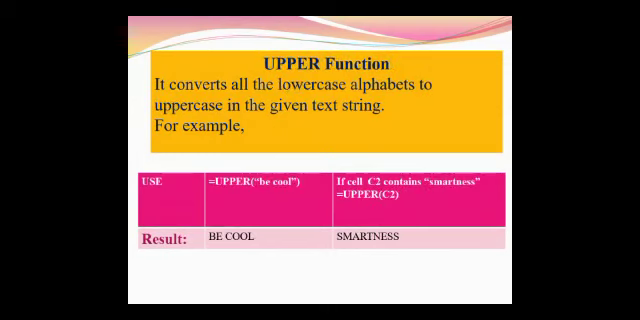Similarly, we have upper function which converts the lowercase alphabets to uppercase in the given text string. So equal to upper in bracket be cool, I have taken these two words. They are written in lowercase small letters, and the upper function will convert these small letters into capital letters. If cell C2 contains smartness and you write equal to upper in bracket C2, these letters which are written in lowercase will be converted into uppercase by using upper function.